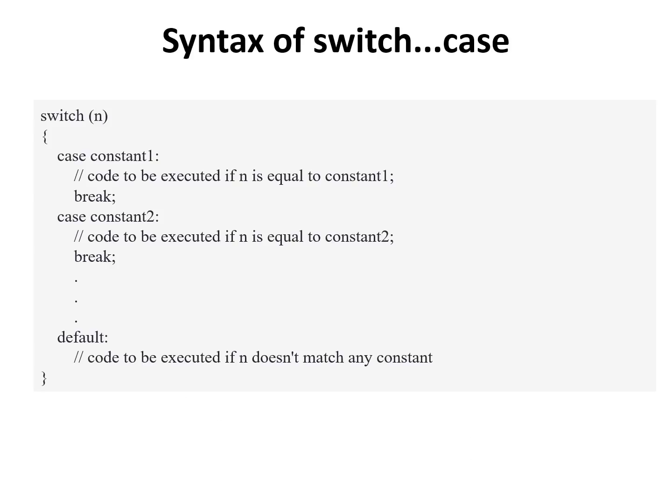Now we will see the syntax. Switch on n, then case constant 1, we will execute the statement under case constant 1, then we will use break. Using this break, we will directly jump to the next of the switch case structure. If case constant 1 is false, then we will go for case constant 2, and if it is true, then we will execute the statements below case constant 2 and then break. And lastly, if no cases are true, then we will execute the default and then the statement under the default.